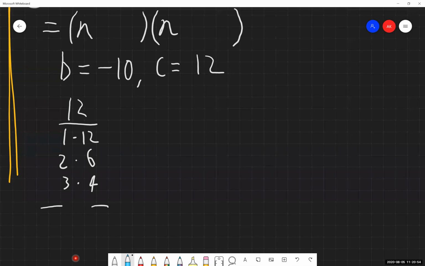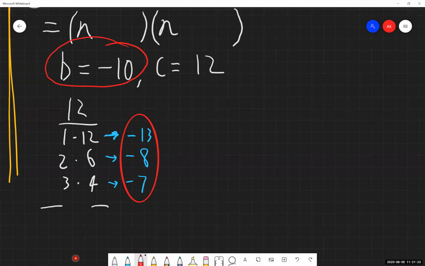Now I'm going through and saying, okay, let's add these things together and see which ones add together to give me my B value of negative 10. So negative 1 minus 12, negative 13, doesn't work. Negative 2 minus 6 is going to give me negative 8. Negative 3 minus 4 is going to be negative 7. And now, as I'm looking through this, I have no values here that add together to give me my B value.